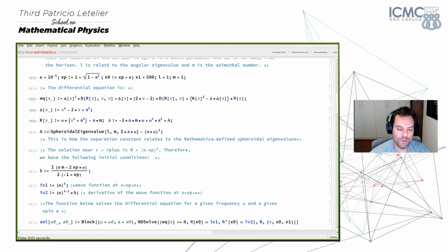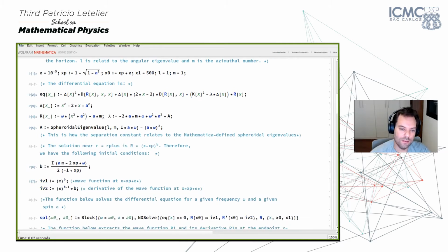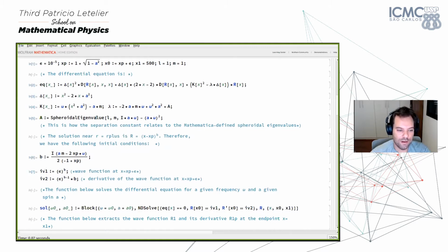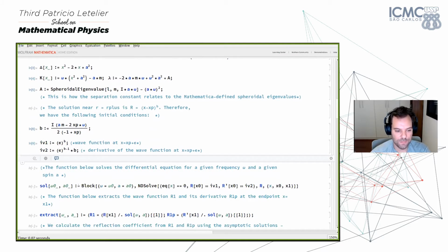We could calculate the spheroid eigenvalues using the continued fraction method, but since Mathematica already has it, we can use it too. So I'm using Mathematica's native function for the eigenvalues. Here I'm defining the initial conditions. Based on the asymptotic behavior near the horizon, we have here the function and the derivative of the function. So I define it here.